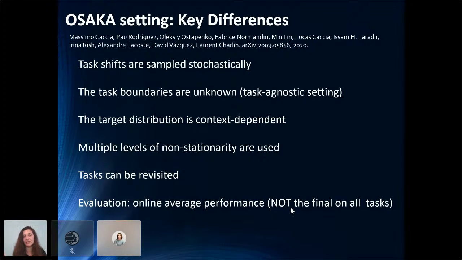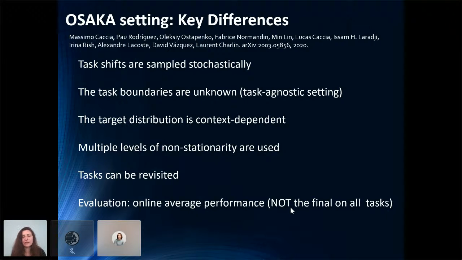So you have the environment, which really reminds more of a realistic setting for self-driving cars or for autonomous robotics. And we assume that there are some stochastic shifts in the tasks, or essentially data sets, and they are sampled from some distribution of those tasks. You don't know task boundaries, it's task agnostic.